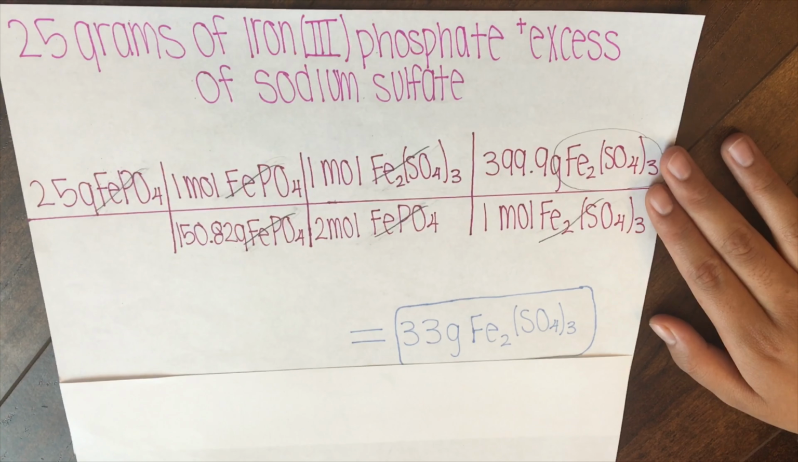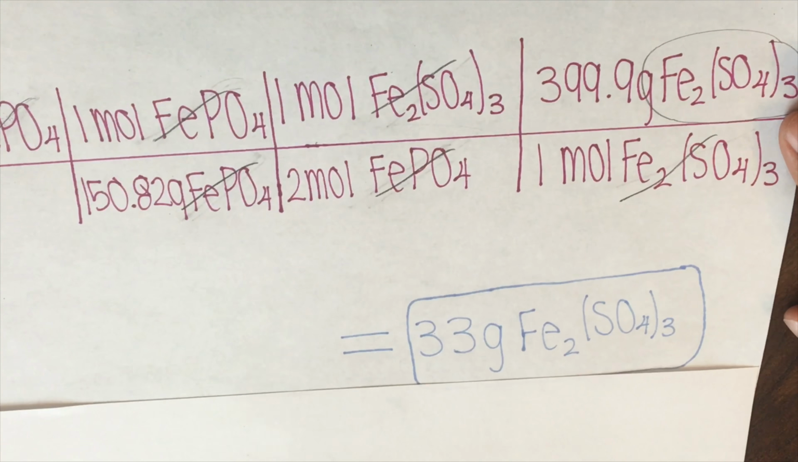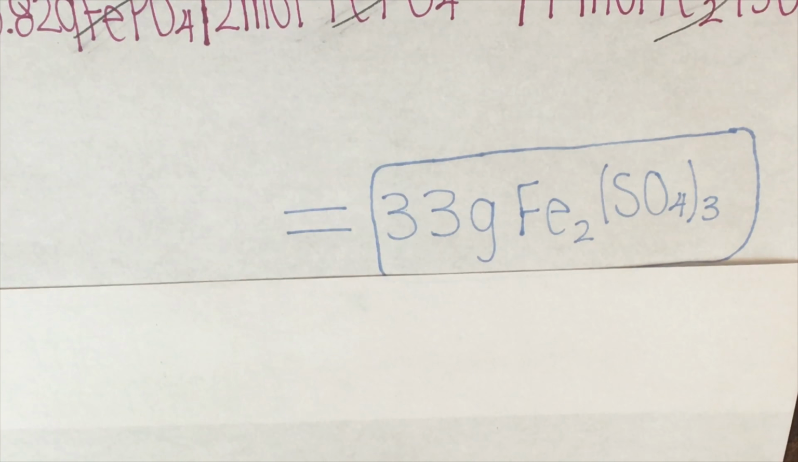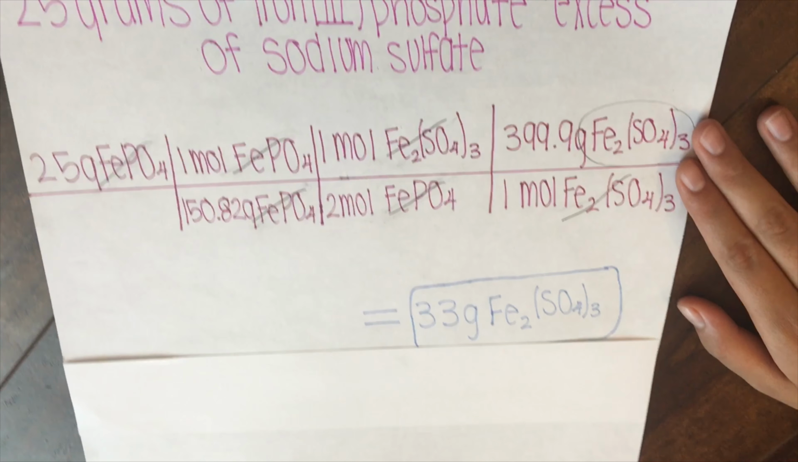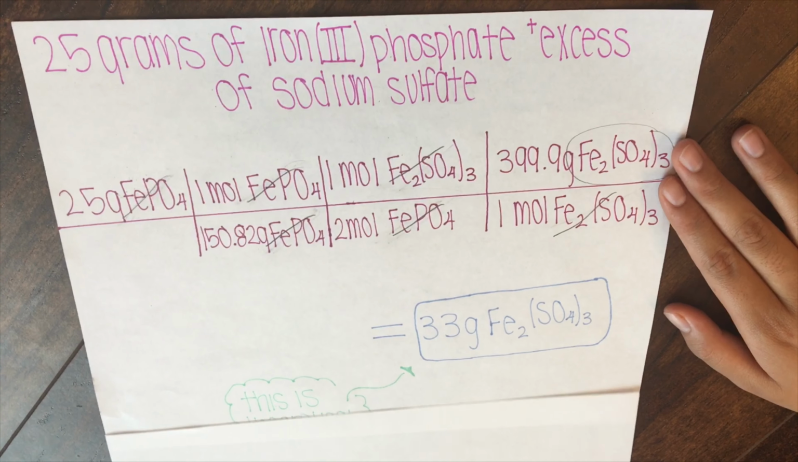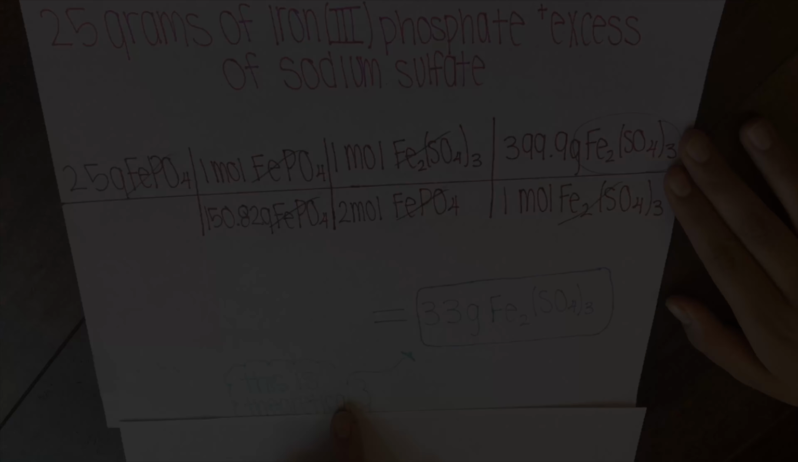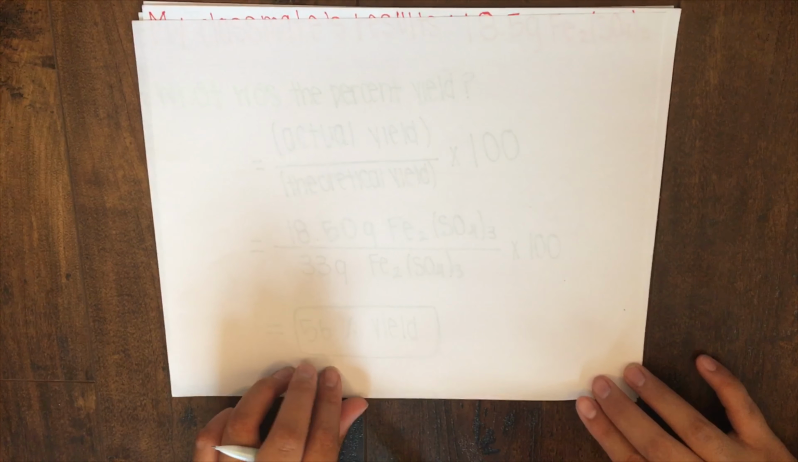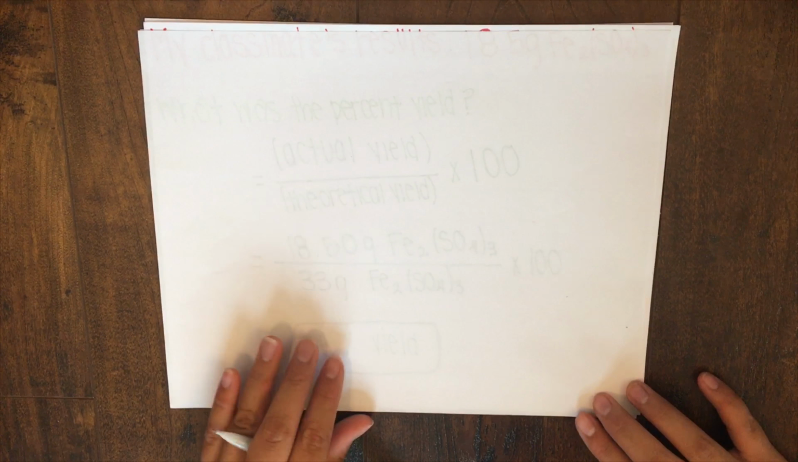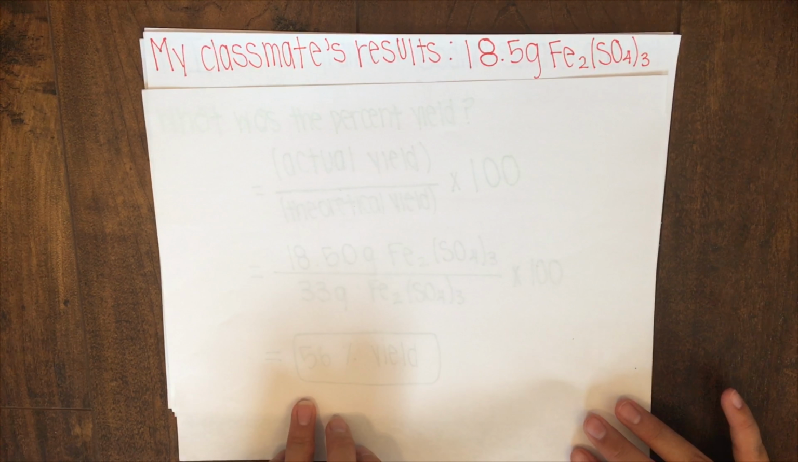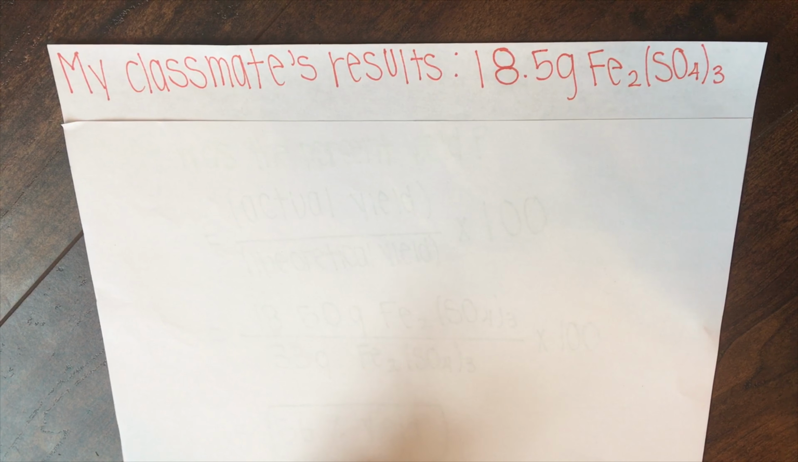What does this mean? This is the amount we should get if the reaction goes perfectly and there are no lab errors or chemical errors in the reaction. Remember, this is the theoretical yield. However, one of my fellow classmates performed this experiment and got the results of 18.5 grams of iron sulfate. We want to know what was the percent yield.